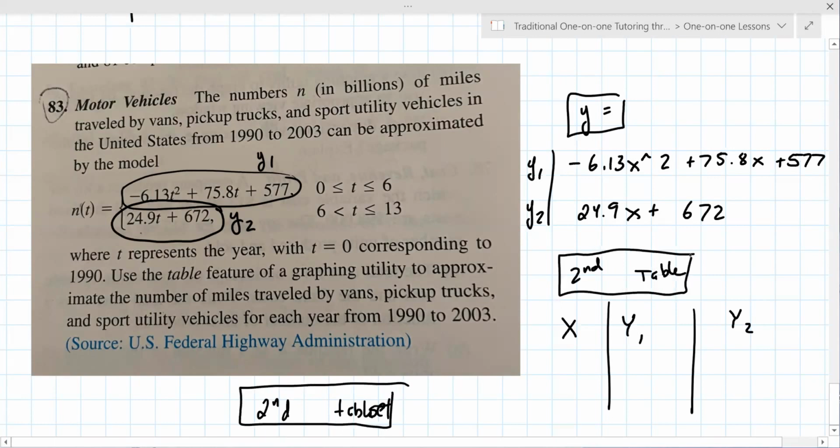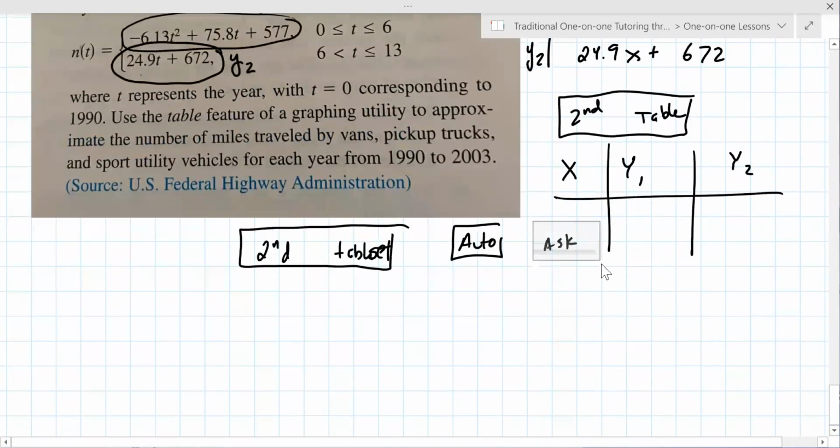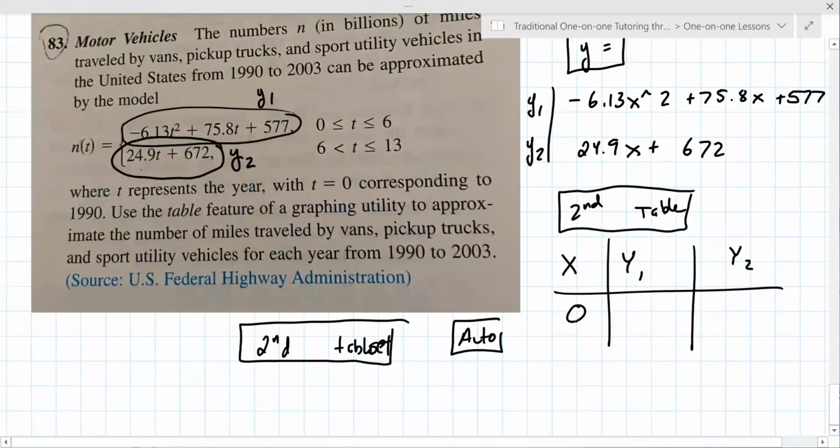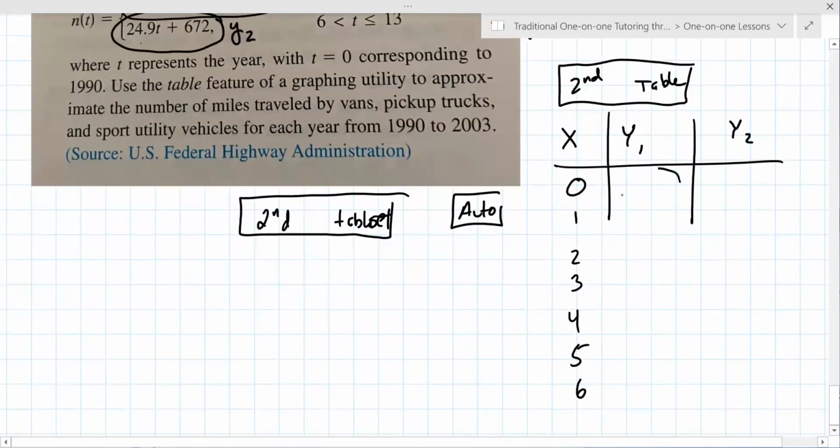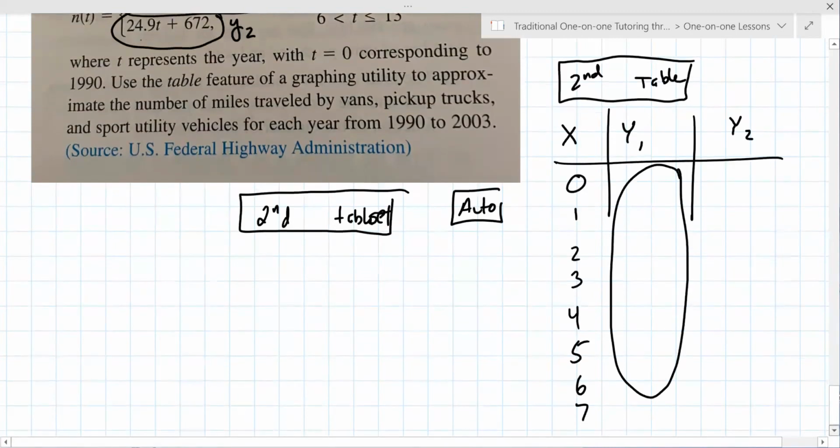You can either set the independent variable to auto or to ask. You probably want auto here. If you need to change that, go back to second table and you'll see the values there in the table. You only want to use the equation one from 0, 1, 2, 3, 4, 5, 6. These are good here, but then from 7 through 13, you're going to use the other side.